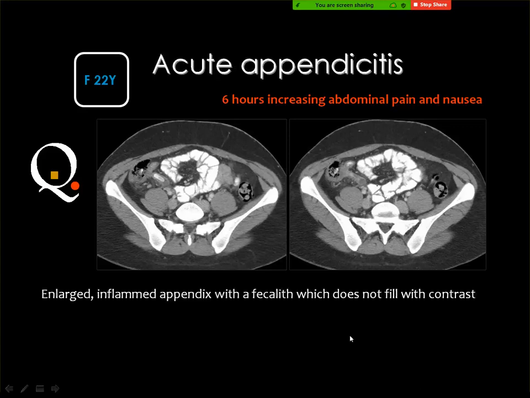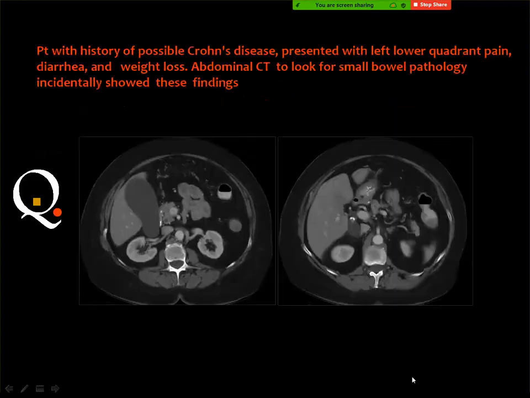Appendicitis. Acute appendicitis with appendicolith. The appendix is distended by fluid with stranding of the periappendicular fat, and there is a calcified appendicolith inside.